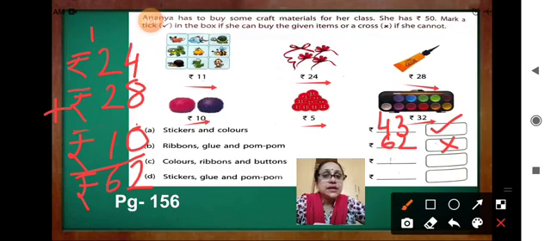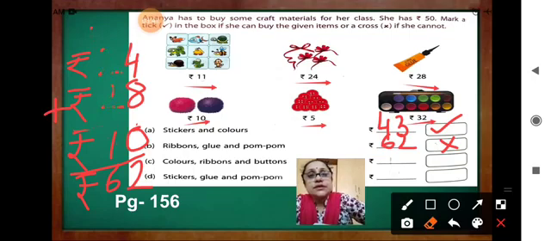Now question C. Colors, ribbons and buttons. So again, start writing the price. Yes, start writing.